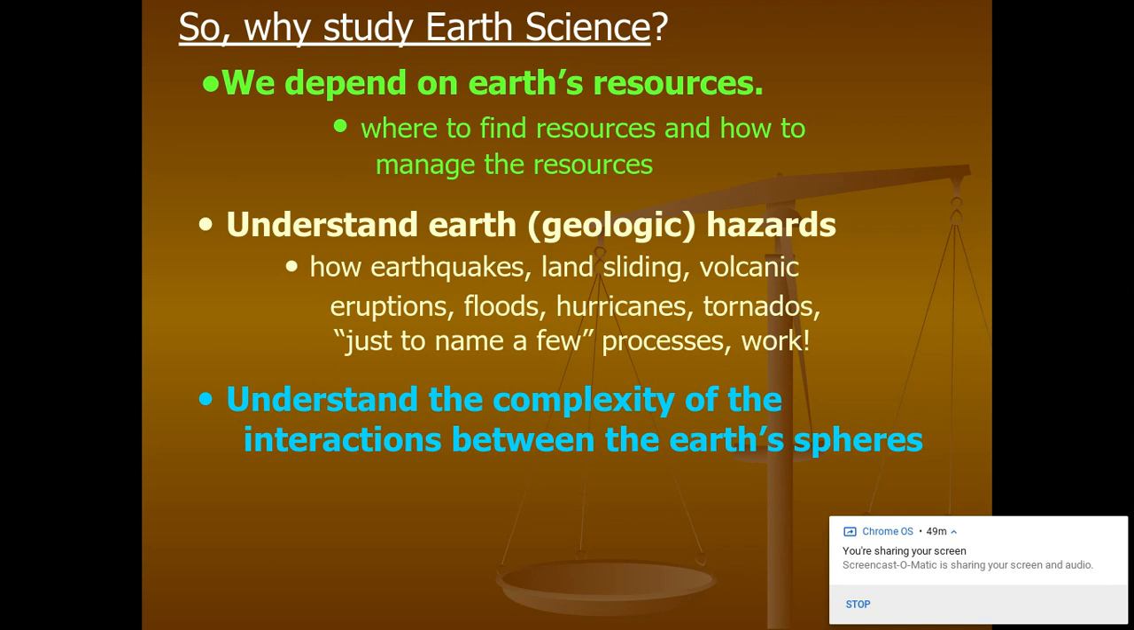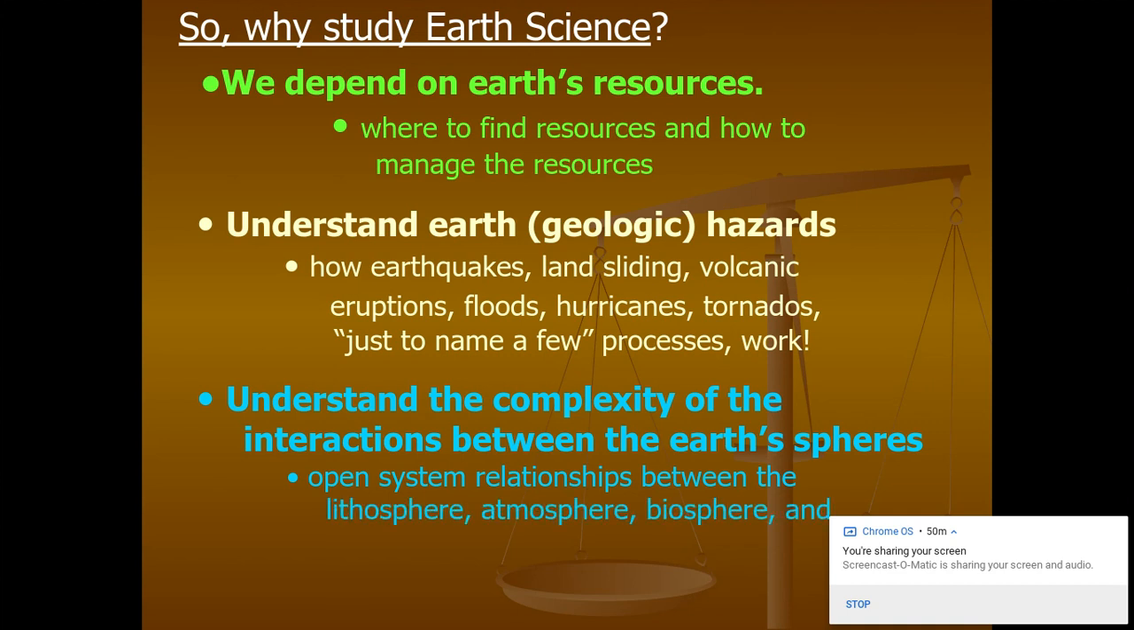And I know most of the folks taking this course are not geology or science majors, but you're still taking the course. And that's because you're becoming a well-rounded, educated individual, and you're becoming well-informed. And it's important for me to have you well-informed because when you start making decisions, I'm going to be in my 70s, and I want you to make good decisions for me as an older person in this society. So understanding the complexity of the interactions between Earth's spheres, open system relationships between lithosphere, atmosphere, biosphere, and hydrosphere.